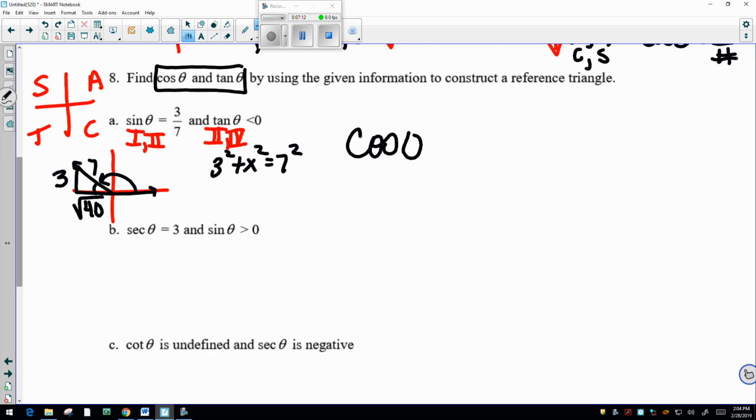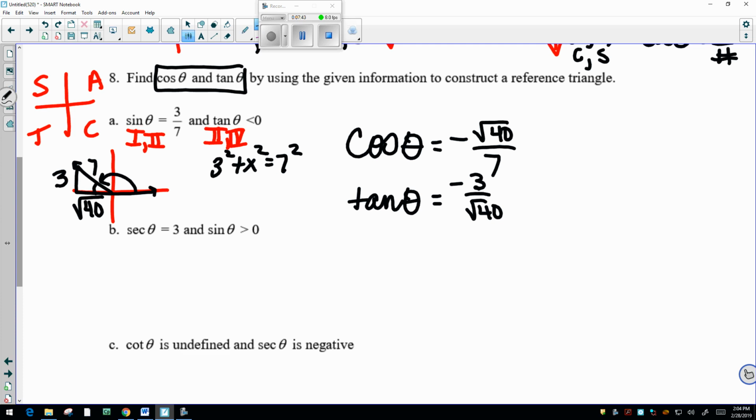So now I need to find cosine. So our cosine, first off, it's in the second quadrant, so I know it's got to be negative. Cosine is adjacent over hypotenuse, so I would have negative square root of 40 over 7. We have to find tangent. So the tangent of this angle is opposite over adjacent, but now keep in mind, second quadrant, tangent is also negative.